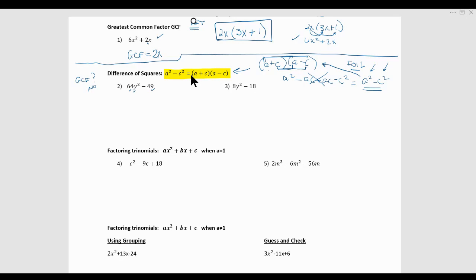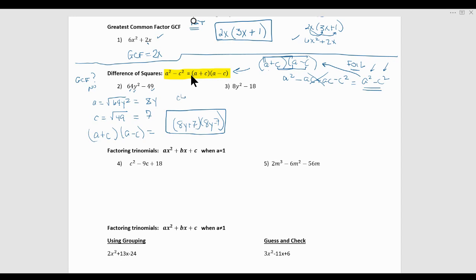So now I need to find my a and c values by taking the square root of those perfect squares. So a will be the positive square root of 64y squared, and that's going to give me 8y. My c value is going to be the square root of 49, and that is going to give me 7. So when I put that in the factored form a plus c times a minus c, I'm going to get 8y plus 7 times 8y minus 7. And that will be my final factored form.